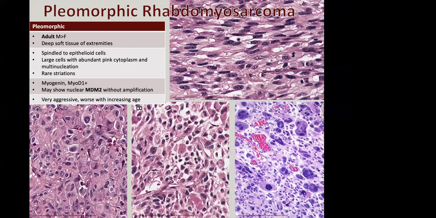Pleomorphic rhabdo is generally a tumor of adults in the soft tissues of the trunk and extremities, with pleomorphism and rhabdomyoblasts. Interestingly, these can sometimes have MDM2 expression, but without gene amplification. So just a caveat, because we know that dedifferentiated liposarcomas can have rhabdomyoblastic differentiation. If you have MDM2 expression, always try to confirm with FISH, because if it's not amplified, then it could still be a rhabdomyosarcoma. If it is amplified, then you're more dealing with a dedifferentiated liposarcoma.